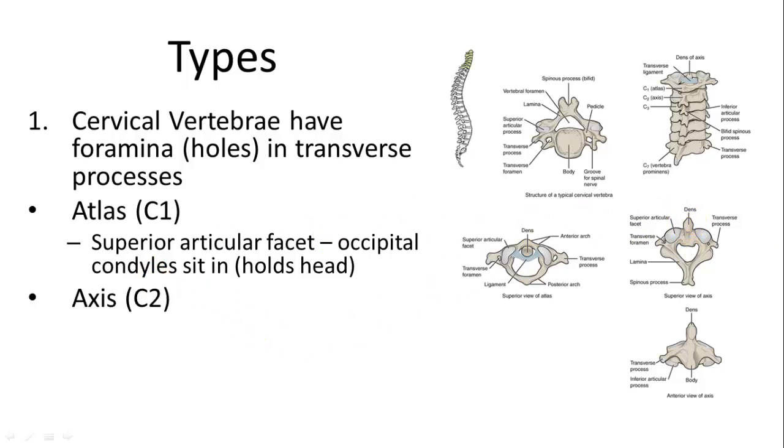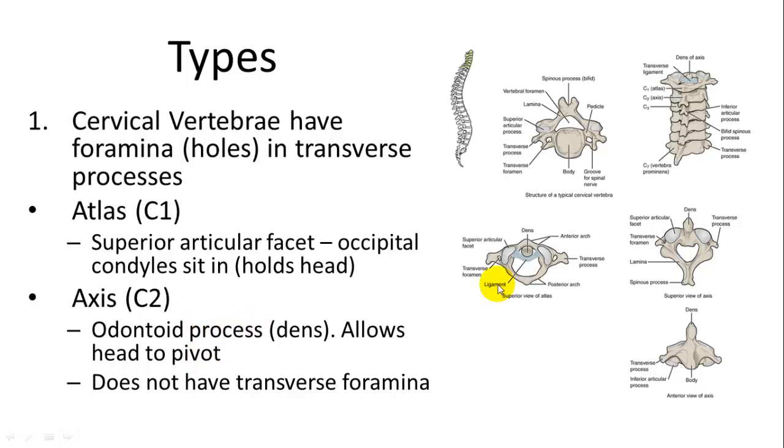The axis is C2. It has this odontoid process, or dens, this large projection here, and that fits inside the atlas, surrounded by a ligament, which allows for rotation of your head from side to side. It does not have transverse foramina, transverse holes, at least not very big ones. There are some labeled here, but many of them you'll see will be ossified already.